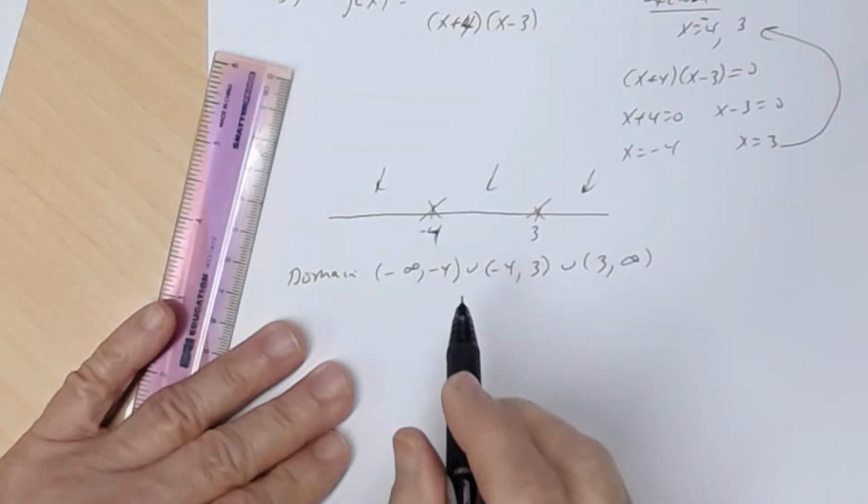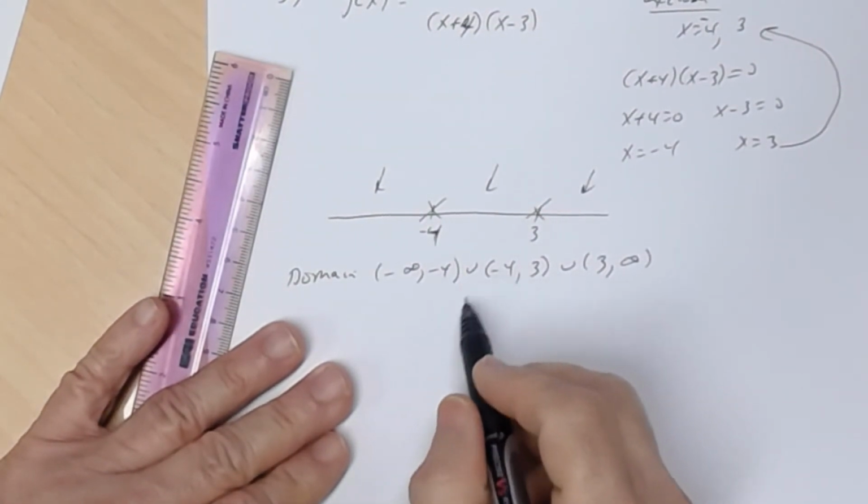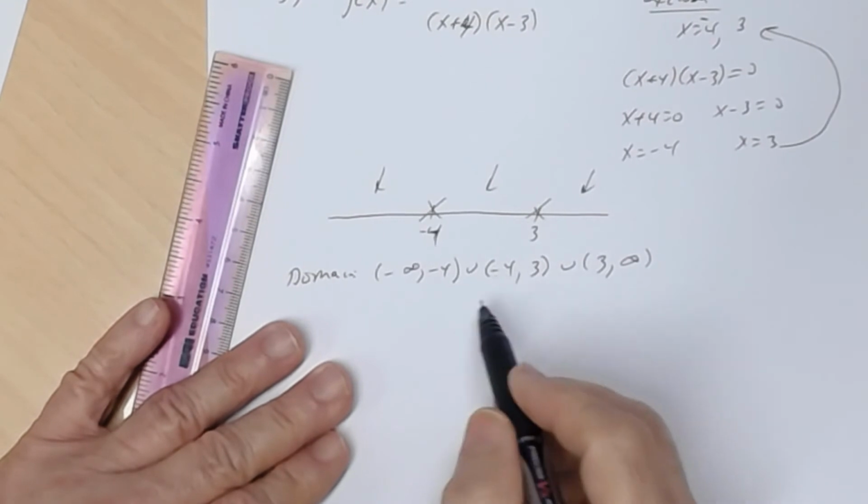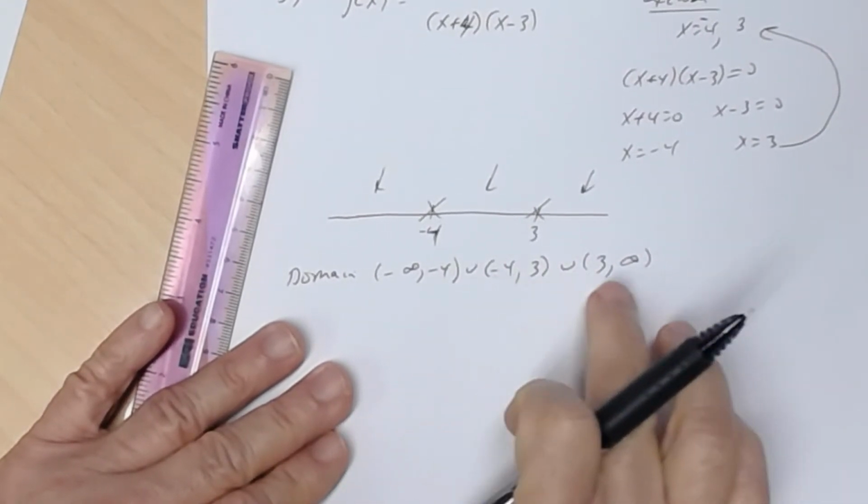Now in MyMathLab, instead of doing union, they're going to say it's separated by commas. So you just put a comma between each interval.